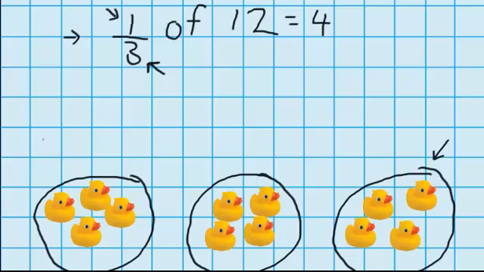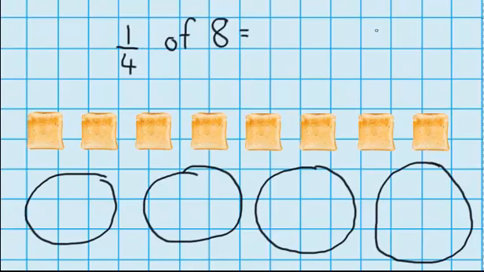Let's try another question. This time I've got 8 pieces of toast and I want to share them into 4 groups, and I can record that like this. 1/4 of 8 equals something. My denominator tells me I need 4 groups, and you can see my 4 groups down here, and my numerator tells me I'm interested in how many pieces of toast are in one of those groups.